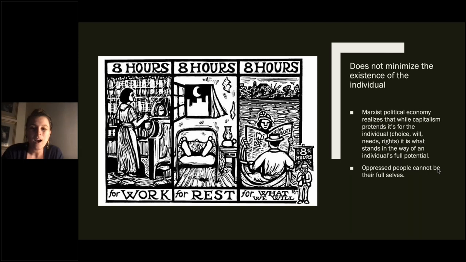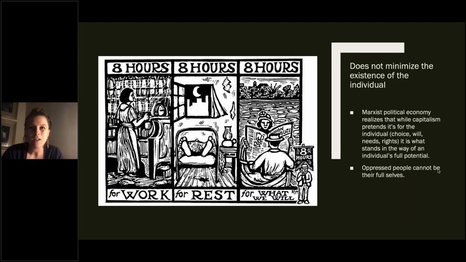Oppressed people obviously cannot be their full selves, right? So I love this graphic. This is a union graphic, 8 hours for work, 8 hours for rest, and 8 hours for what we will. This was a really important demand out of the labor movement. The 8-hour workday is because people understood that when they were being oppressed, working in factories or, you know, growing food or other things for more than 8 hours a day, they weren't able to take advantage of their full selves, of their full lives.